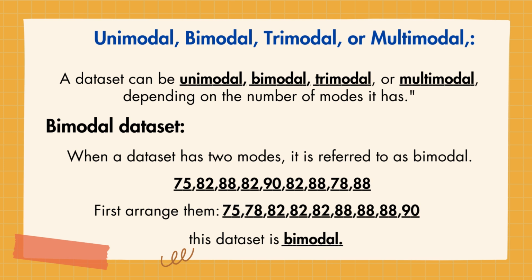How can we say that these two values are modes? Because their frequencies are equal. Bimodal datasets are not limited to just two modes. There can be datasets with three or more modes as well. If there is no mode or if every value occurs with the same frequency, the dataset is considered to be non-modal.